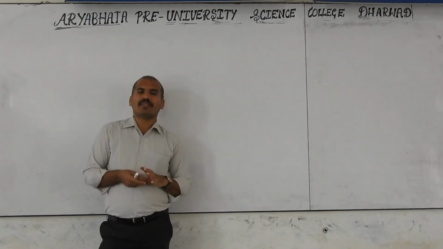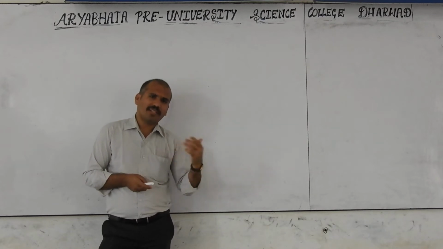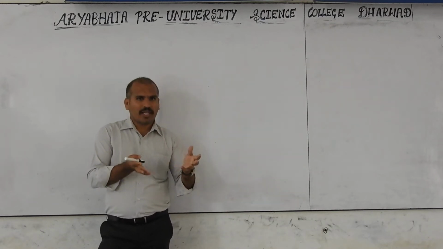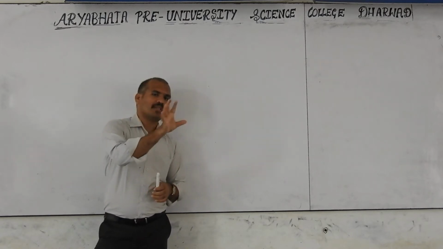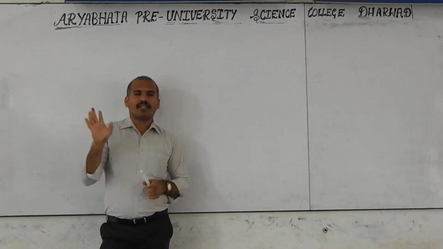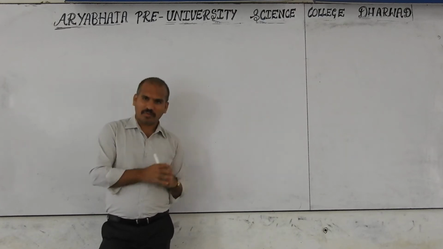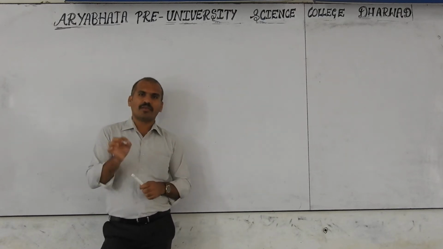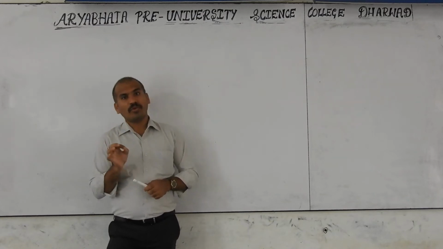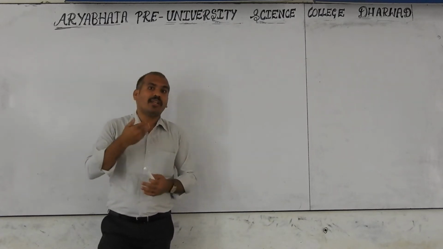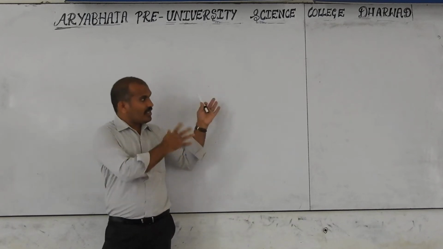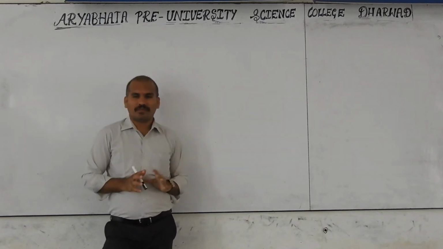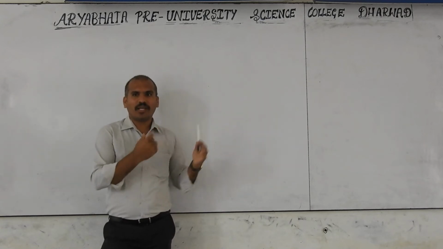Next, Williamson synthesis also. In Williamson synthesis, one is alkoxide, one is alkyl halide. Primary alkyl halide gives the ether. If secondary or tertiary is there, it gives the alkene as the major product, because alkoxide is a good nucleophile and also a good base. That's why elimination leads to the major product when secondary or tertiary is there. But in this reaction, there is no elimination. We are discussing only SN2 and SN1.